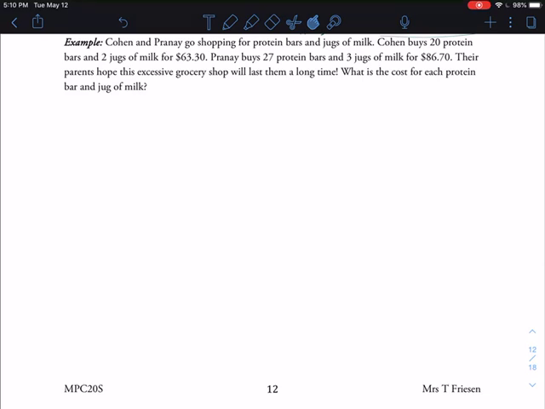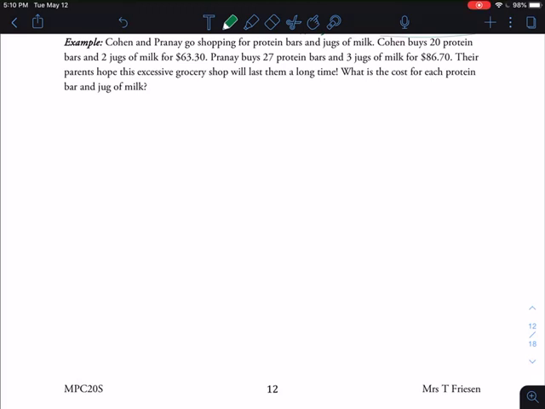All right, last but not least, we have some word problems. Just kidding, only one word problem here. And we are going to take a look here at trying to solve how much each protein bar and jug of milk cost in this fictitious situation where my two nephews buy a stupid amount of food. I'm joking, obviously this never happened, but we can use it as a word problem.